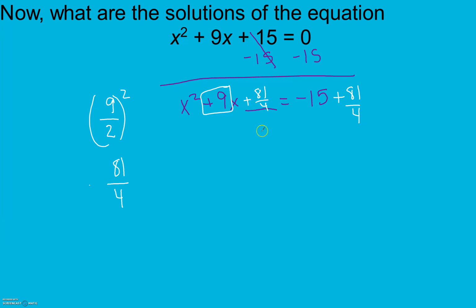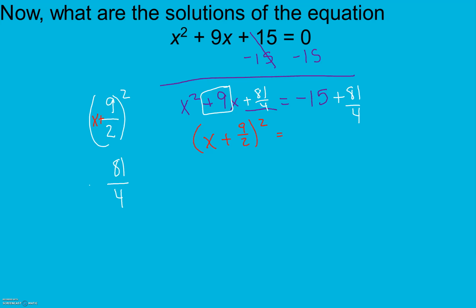Now, to write this as a binomial squared, because that's the purpose of completing that square and adding that 81 over 4, I take in my parentheses that I already have over here, and I put x, and since this is a positive 9 over 2, I'm going to do plus. So my factors are x plus 9 halves squared. And if I were to FOIL that back out, I'd get x squared plus 9x plus 81 over 4.